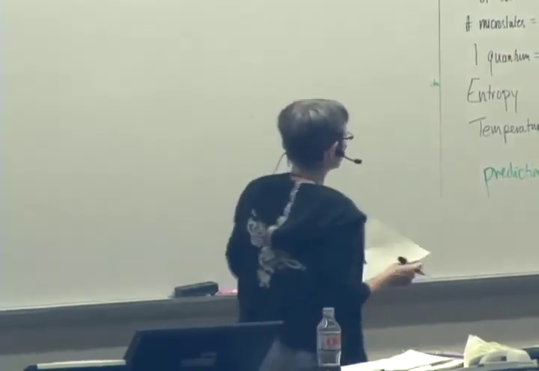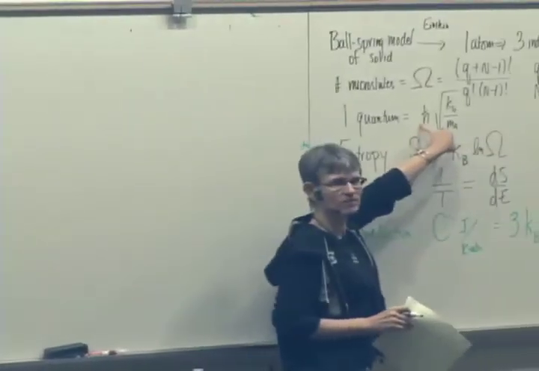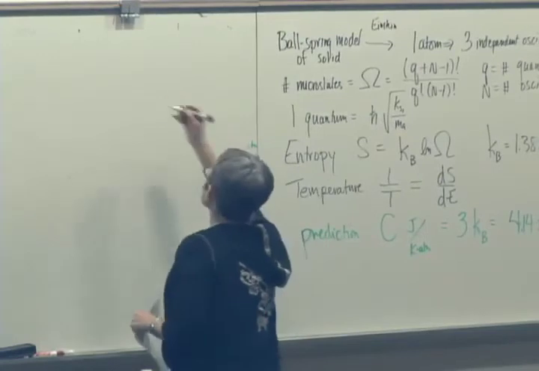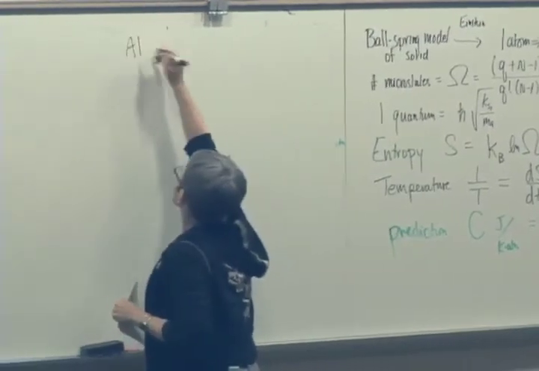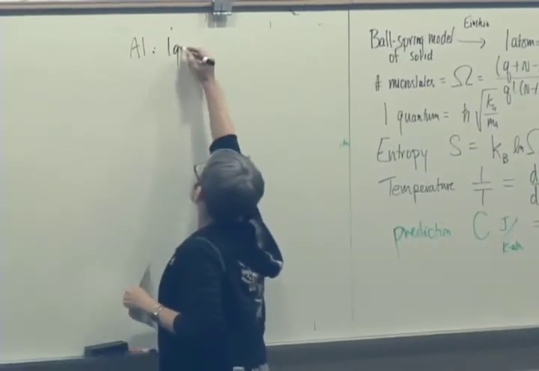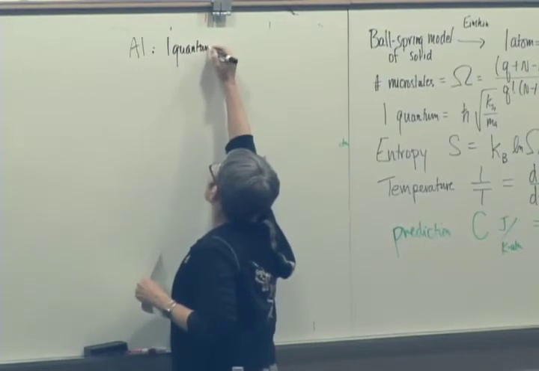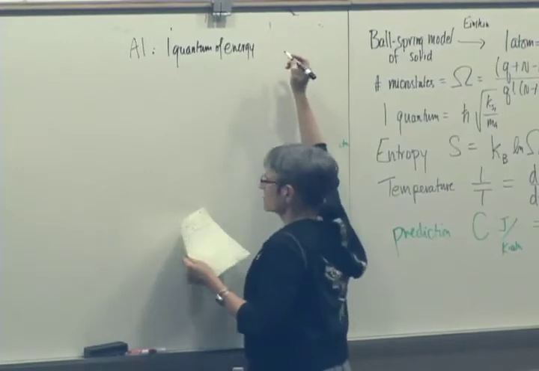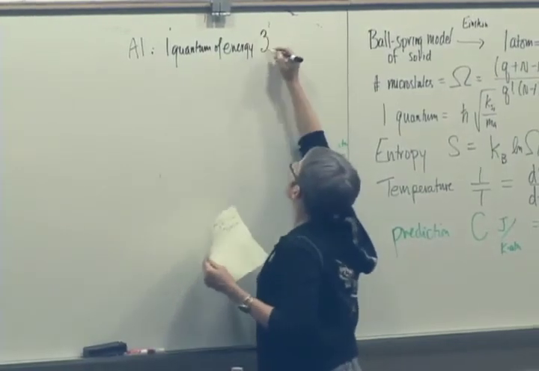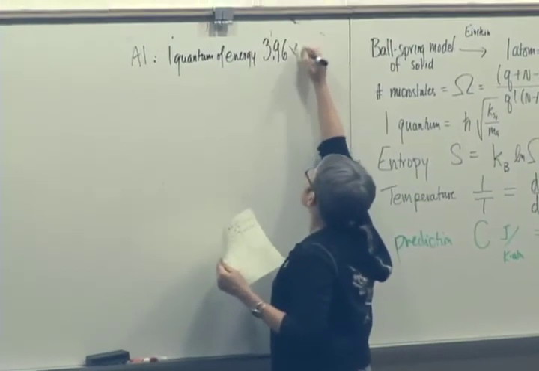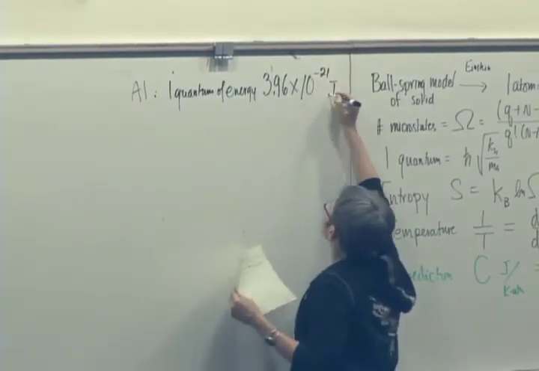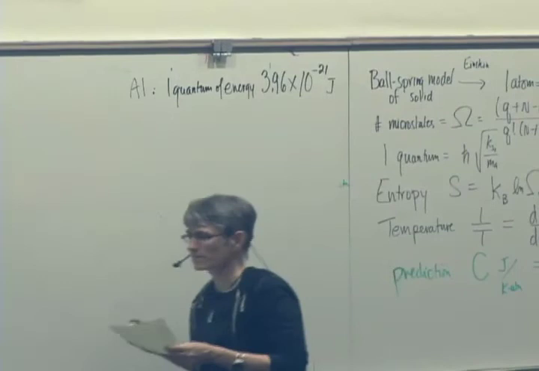So you did this calculation using the mass of an aluminum atom. For aluminum, 1 quantum of energy came out to be 3.96 times 10 to the negative 21 joules. So we're going to need that.